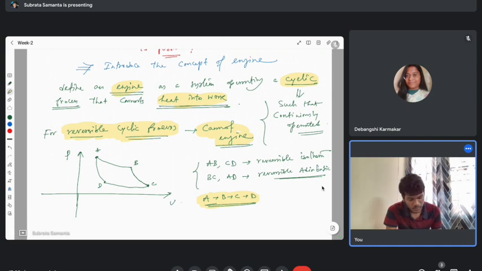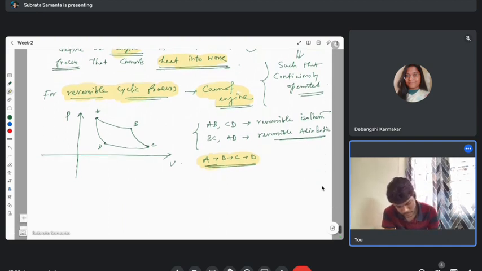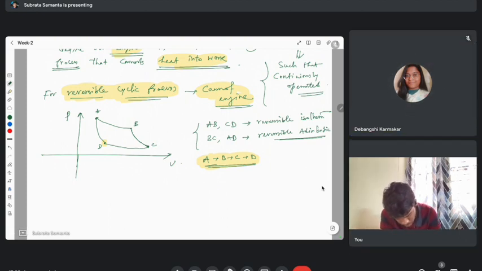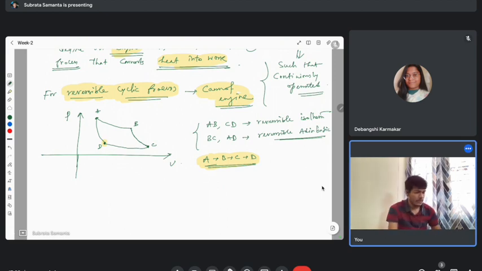Okay. So up to this point, any questions? Yes. So that means the engine operates: in the A to B process there is an isothermal temperature, let's say TH, and C to D is again an isothermal process at a different temperature, let's say TL. This is the high temperature and this is the low temperature.